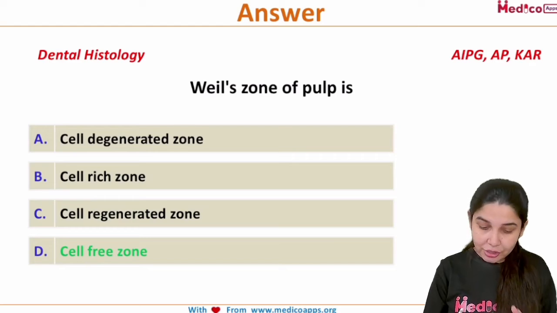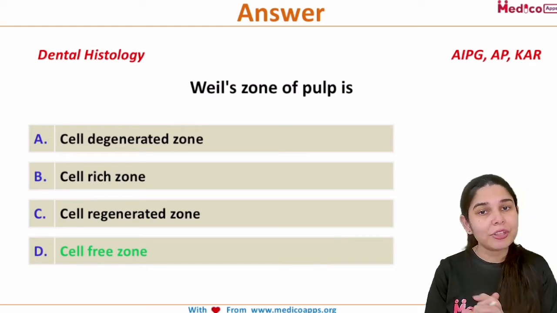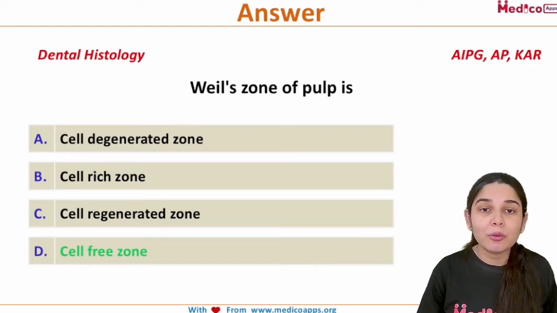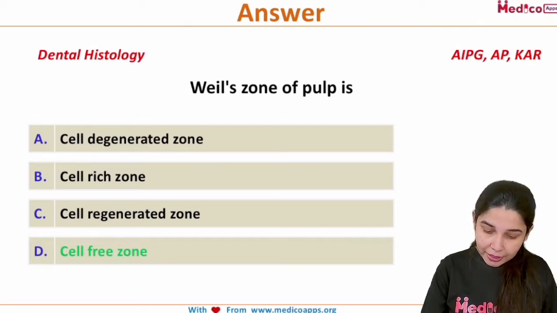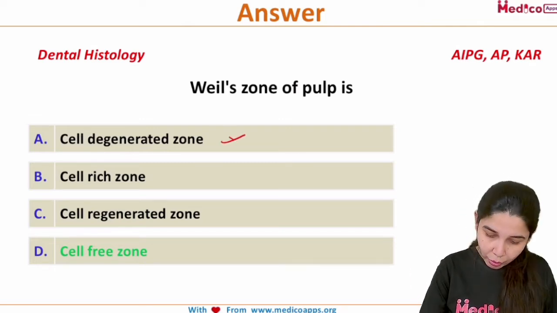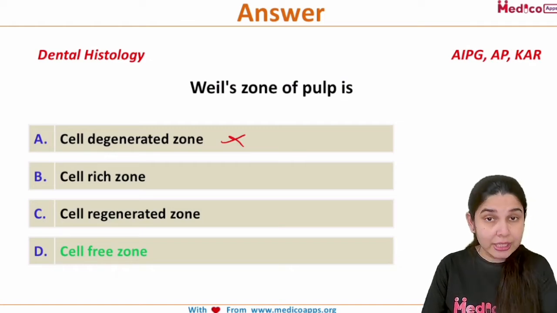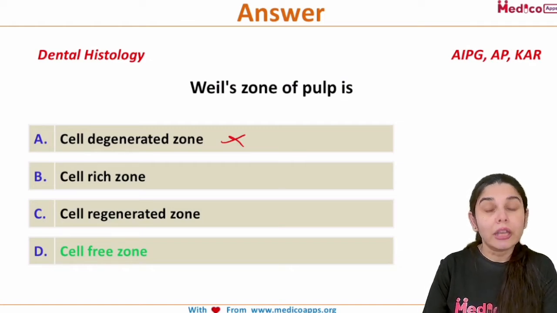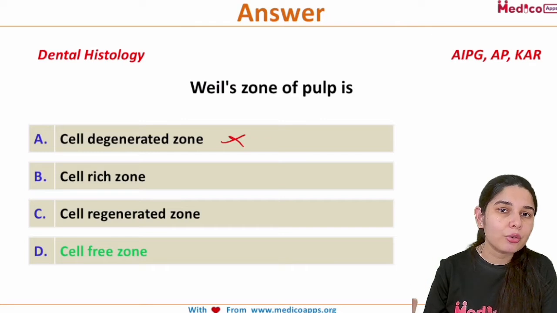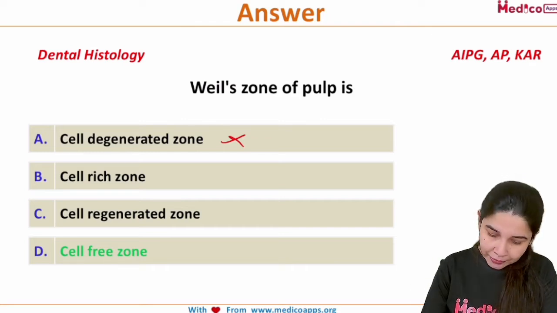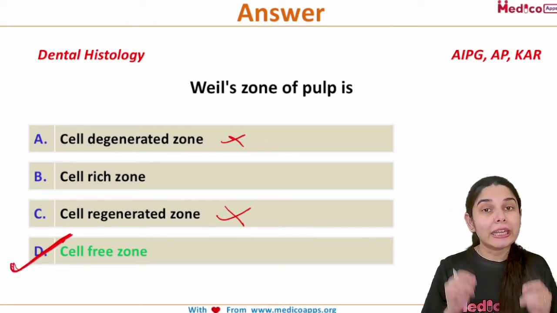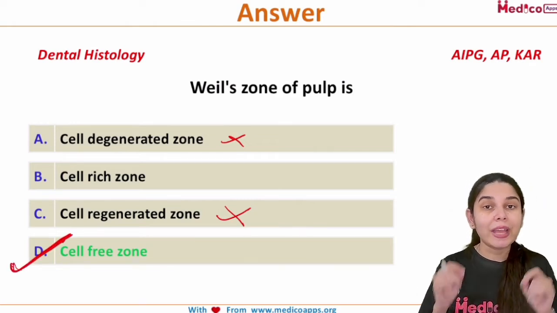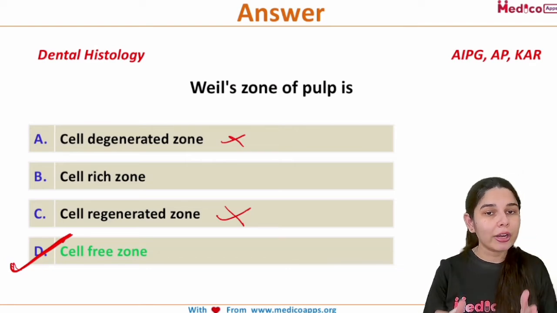So let's go back to the question which I have asked you. What is the question? The Weil zone of pulp is what? Will it be a degenerated zone? No, it won't be. Is it a cell-rich zone? No, it is not. What was it? It was a cell-free zone where it was acellular. Is it a cell regenerated zone? No, it is not. So the answer for our question is D, cell-free zone. And that is the answer for your MCQ.